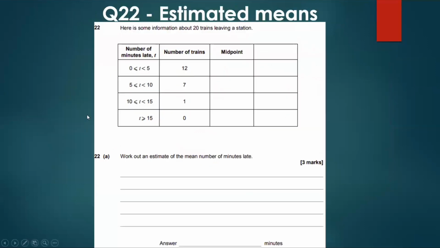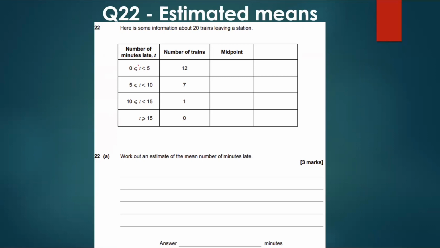Okay, so question number 22 is about estimating means. Here is some information about 20 trains leaving a station. We need to work out an estimate of the mean number of minutes late. So we've already been indicated that we need to work out the midpoint. The midpoint is these two added together and then divided by 2.